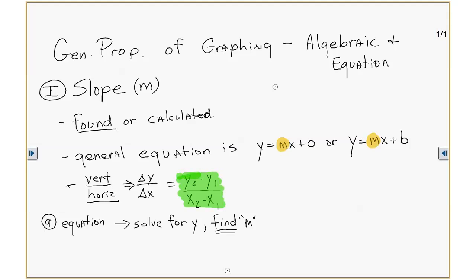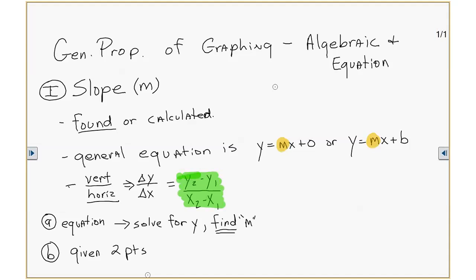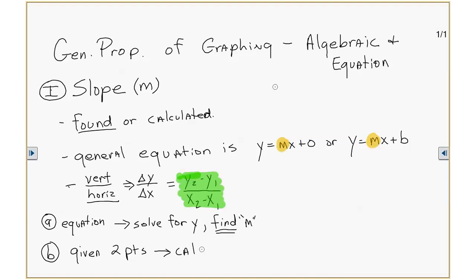And when you find m, notice I said find, you just look at it. Now the second type, which you would calculate, is you're going to be given 2 points. And then you calculate using that equation. Okay, so that's the slope.